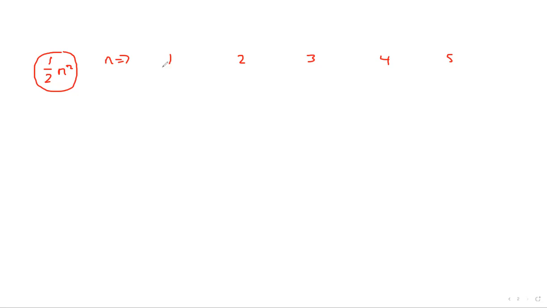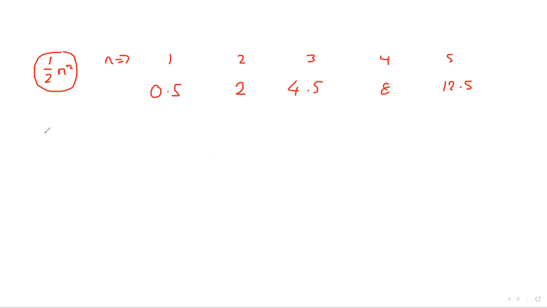So we're going to put values of n into this expression. When n is 1, half n squared is 0.5. When n is 2, n squared is 4, half of 4 is 2. When n is 3, n squared is 9, so half of 9 is 4.5. When n is 4, n squared is 16, so half of 16 is 8. And the last one is going to be 12.5. So now we have a new sequence we've generated.